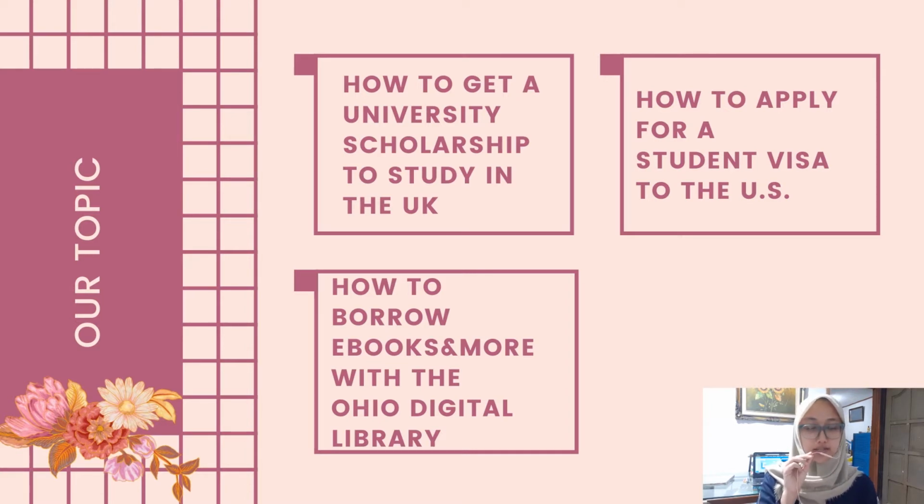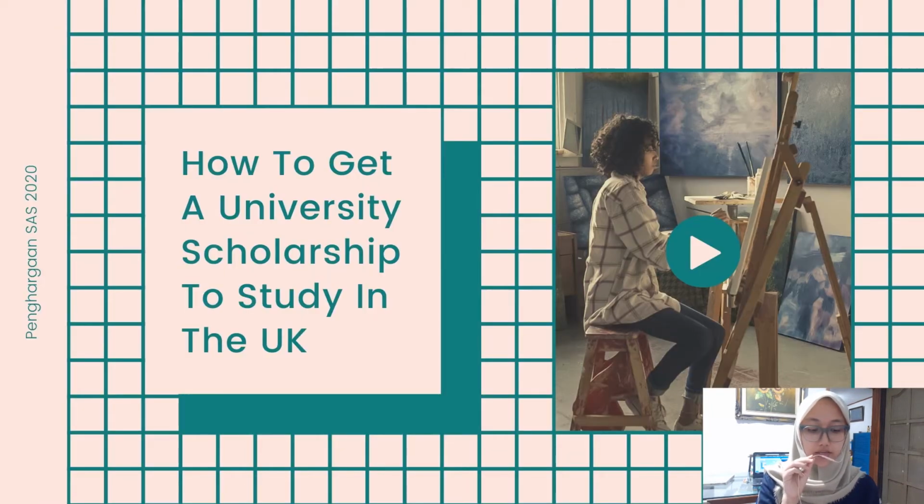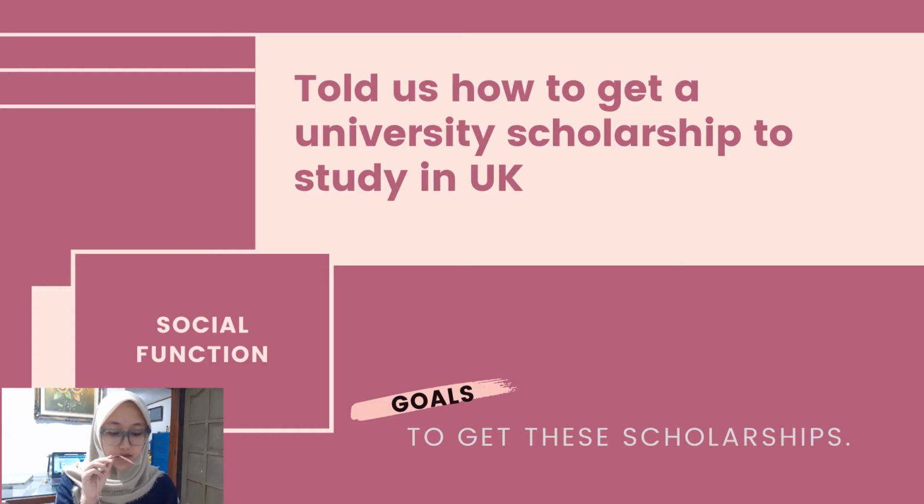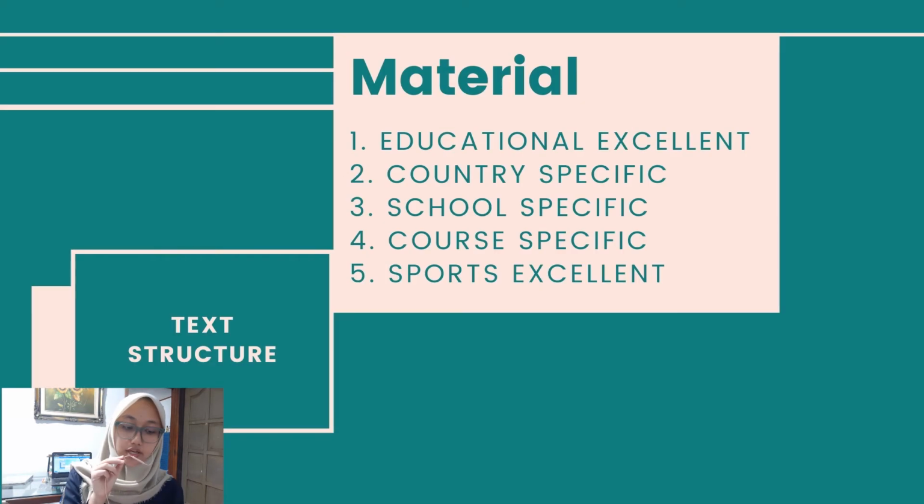Okay, the first example is how to get a university scholarship to study in the UK. The social function is to tell us how to get a university scholarship to study in the UK. This procedure text has the goal of getting this scholarship. The materials are: first, educational excellence; second, country specific; third, school specific; fourth, course specific; and the last is sports excellence.